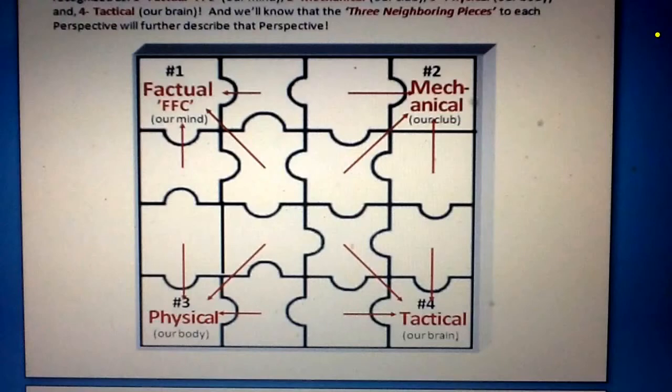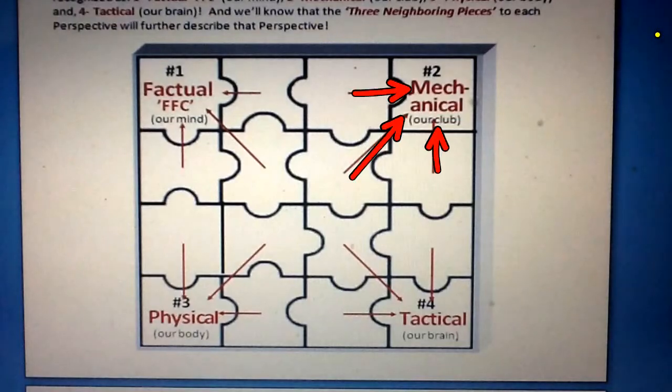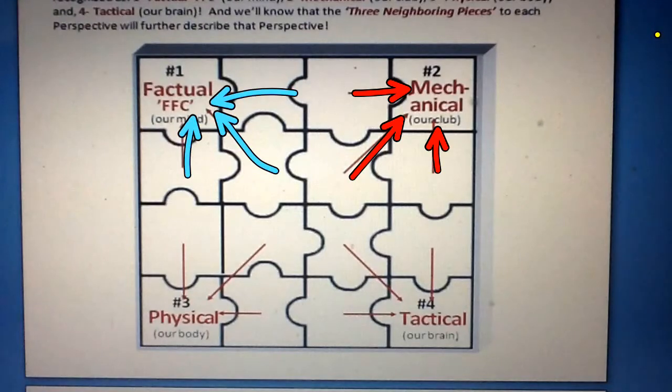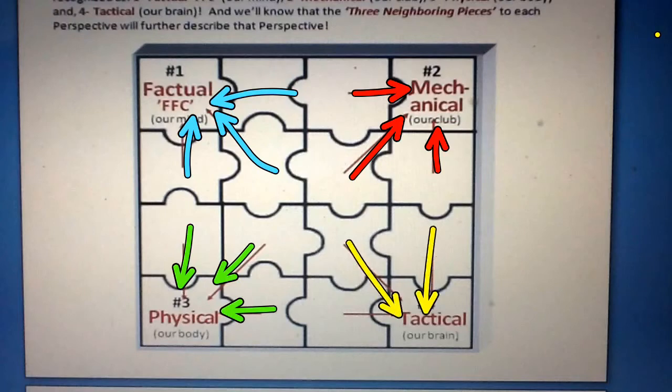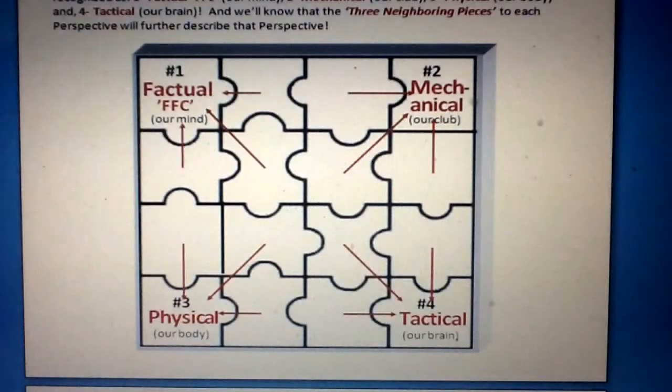When we start having a look at the puzzle, we'll see that each of the corner pieces has 3 neighboring pieces. Well, these 3 neighboring pieces have to do with that perspective. So as we go about the process of directing our thought and attention and action toward things that are going to be necessary in order for us to get that genuine improvement, these 3 neighboring pieces are very much going to describe each of the perspectives.